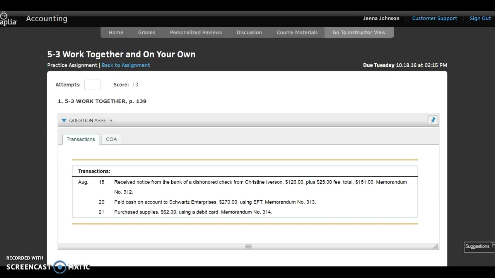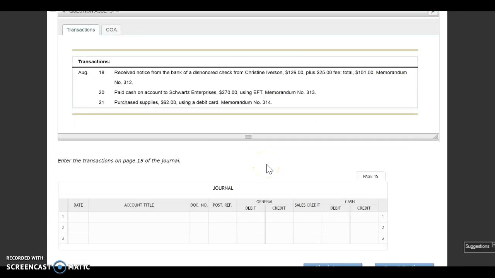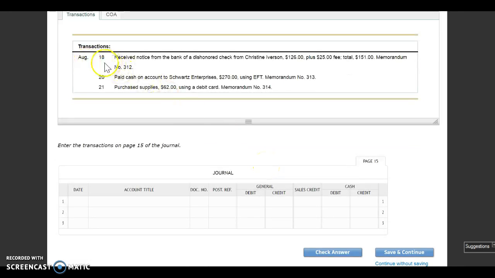We are going to work on the 5-3 work together. So 5-3 work together, it says that we are going to enter each of the transactions onto page 15 of the journal. So our first transaction is on August 18th. It says that we received notice from the bank of a dishonored check from Christine Iverson, $126 plus a $25 fee for a total of $151, memorandum number 312.